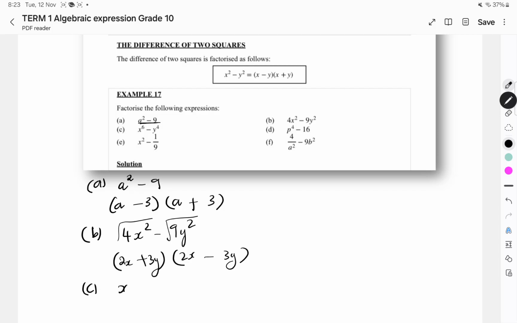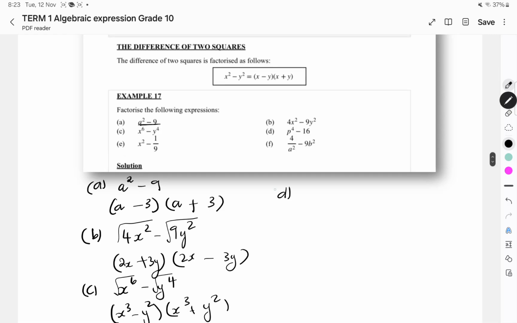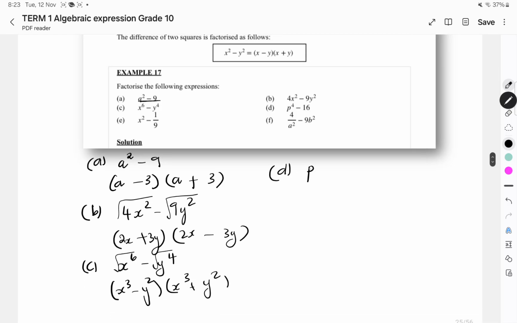Number C, I have x to exponent 6 minus y to exponent 4. I check, do I have a common factor? No. I have two numbers with a minus. This is difference of two squares. So this will then be x cubed minus y squared, x cubed plus y squared. We are done.